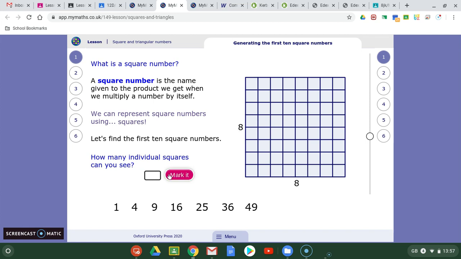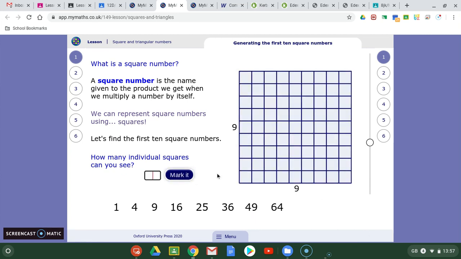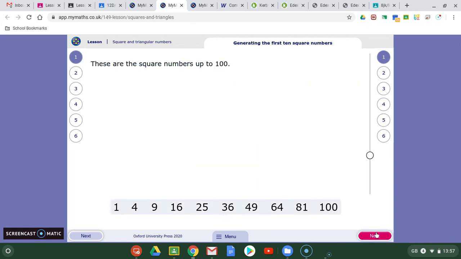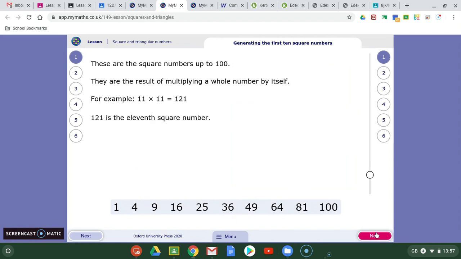Anyway, so 8 times 8 gives me 64. 9 times 9 gives me 81 squares there. And the last one, 10 times 10 gives me 100 squares. So 1, 4, 9, 16, 25, 36, 49, 64, 81 and 100 are the first 10 square numbers. So they are the square numbers up to 100. And that's what you get when you multiply a whole number by itself. So the next one would be 11 times 11, which would be 121.